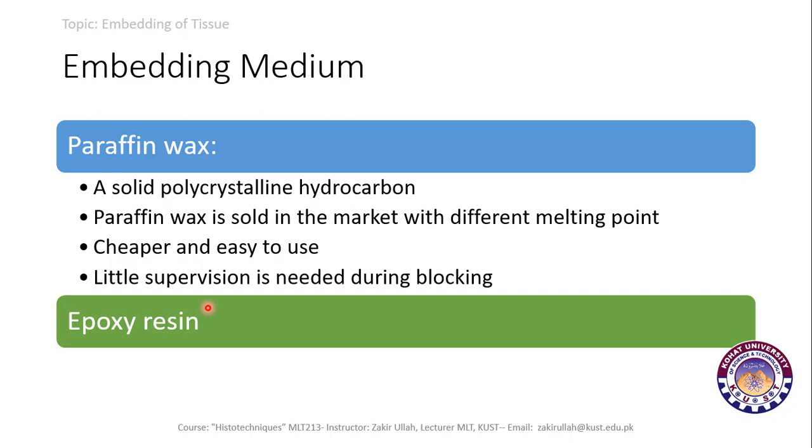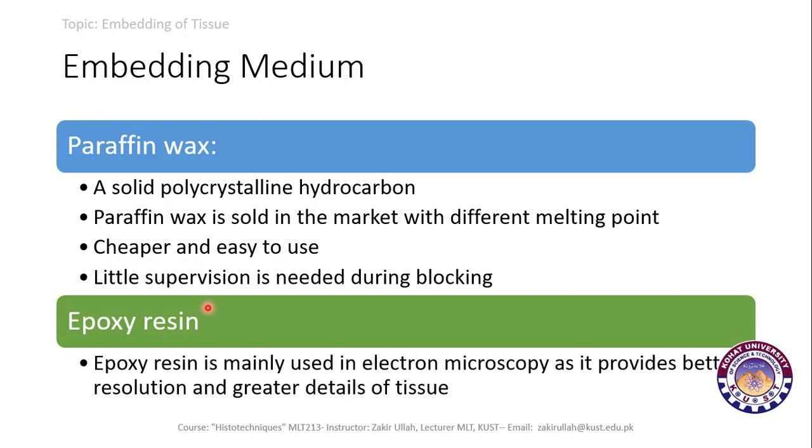The next embedding medium is epoxy resin. It is mainly used for electron microscopy, and as we have already discussed, the three factors are important for choosing the embedding medium. Epoxy resin is used for electron microscopy because it provides better resolution and greater detail of the tissue. But the issue with epoxy resin is that it is costlier than paraffin wax, and paraffin wax does not give the details that are given by epoxy resin. That is why for electron microscopy epoxy resins are used.